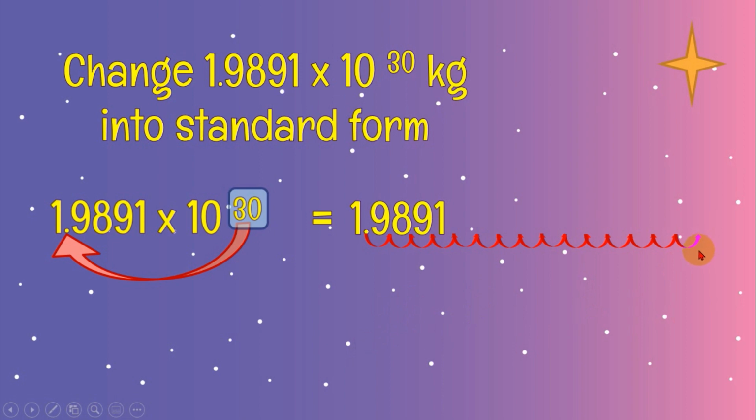16, 17, 18, 19, 20, 21, 22, 23, 24, 25, 26, 27, 28, 29, 30. So, now we have moved the decimal point 30 times going to the right.